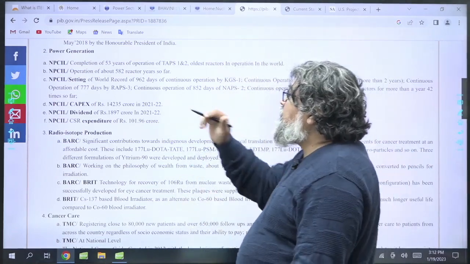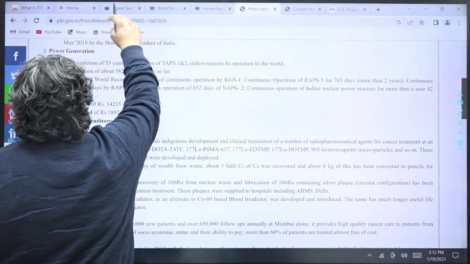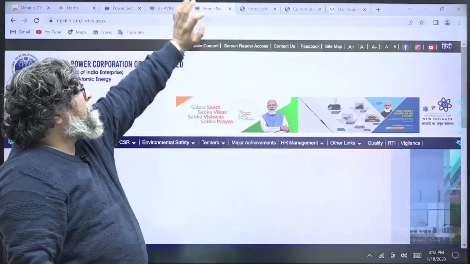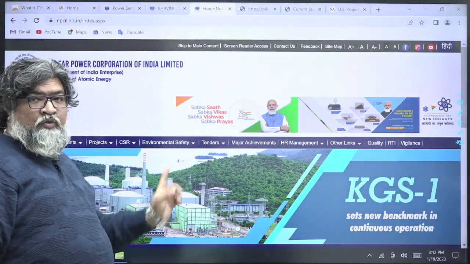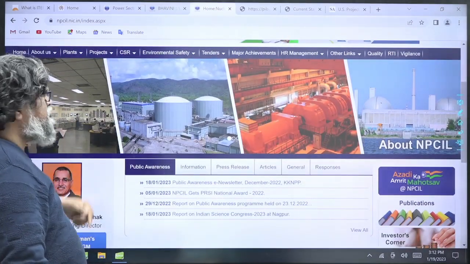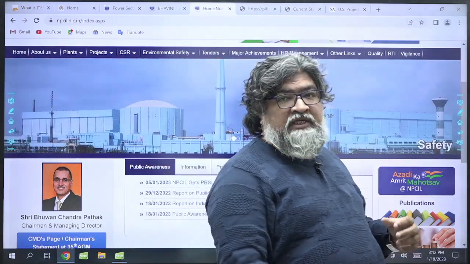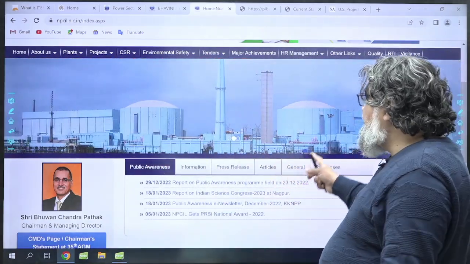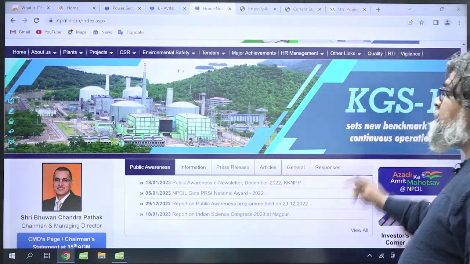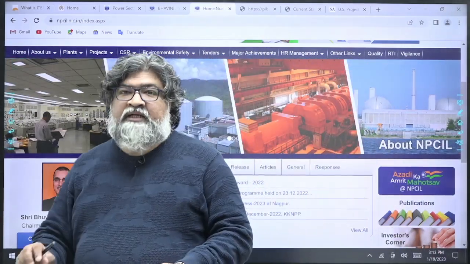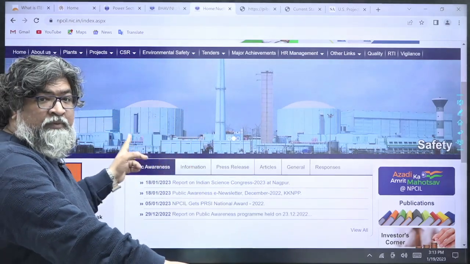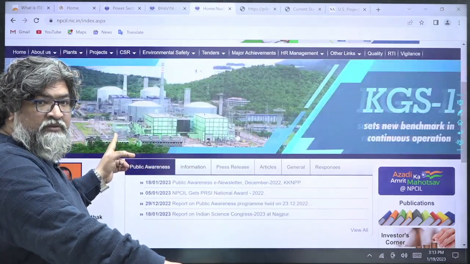So I can take you to the web page of this one. If you see here, this is the home page of NPCIL, Nuclear Power Corporation of India Limited. You can see the photograph here. What is mentioned here is that KGS sets new benchmarks in continuous operation. Kaiga, Karnataka, that is there. Then you can see the photograph of the nuclear power plant. This is what you have here.